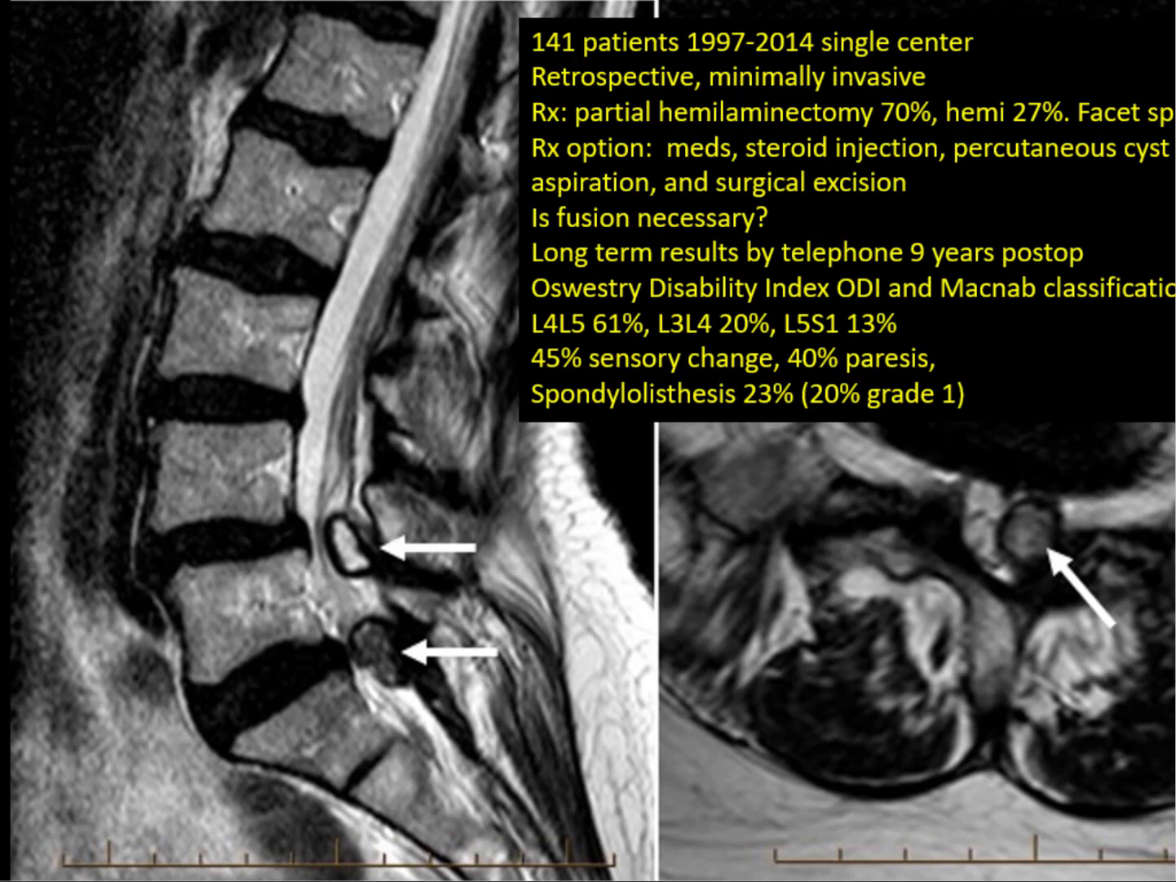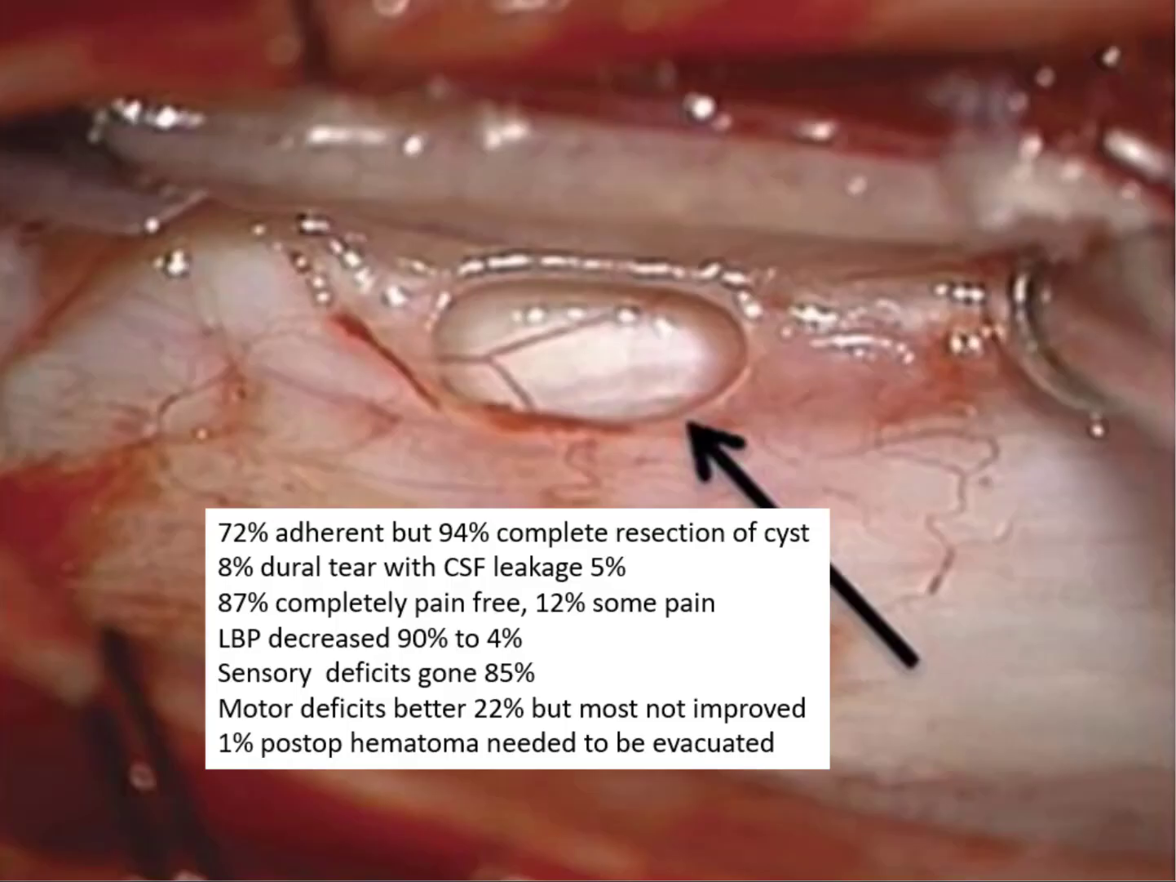There was long-term follow-up, 9 years, and most of the cases were L4-5, 61%. Almost half had sensory changes, 40% had weakness, and 1 out of 5 had spondylolisthesis. And 72% of the cysts were adherent to the dura, and almost always they removed the whole cyst, 94%. They had 8% dural tears and CSF leaks, 5%. And the people did extremely well with low back pain and sensory improvement.